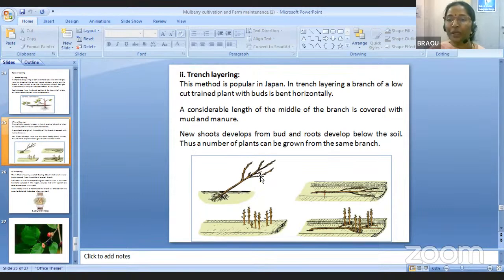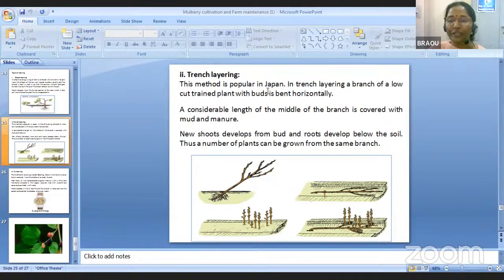What you're going to do? In trench layering, a branch of a low-cut trained plant with buds is used. You can see this is a low-cut trained plant. It has more branches, and each branch has many buds. You're going to take a considerable length of the middle of the branch and cover it.